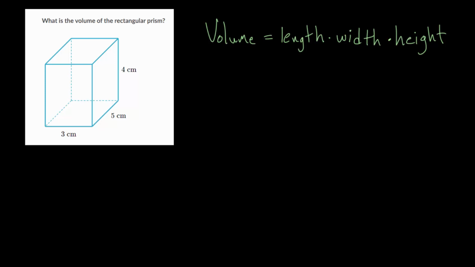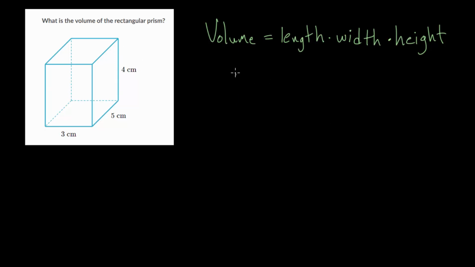So let's look at a couple more example problems for finding the volume of rectangular prisms. And I've written the formula down that when you're finding the volume of one of these rectangular prisms, you multiply the length by the width by the height. So essentially, you're finding the product of each of these dimensions of the prism.